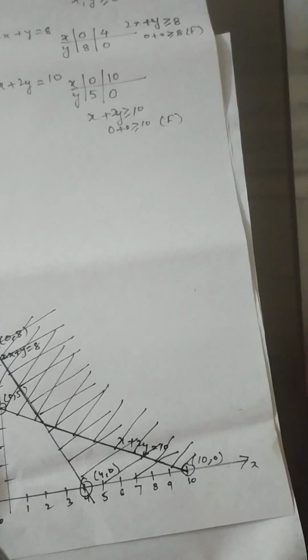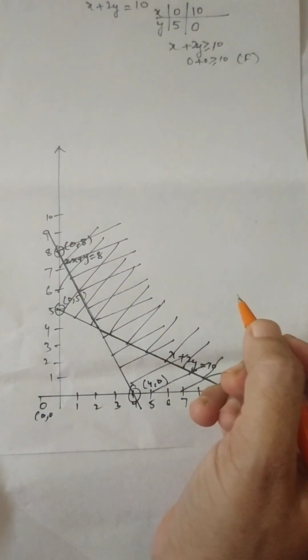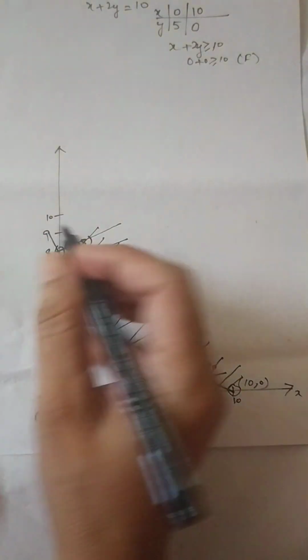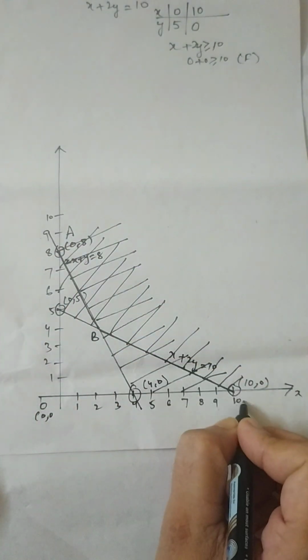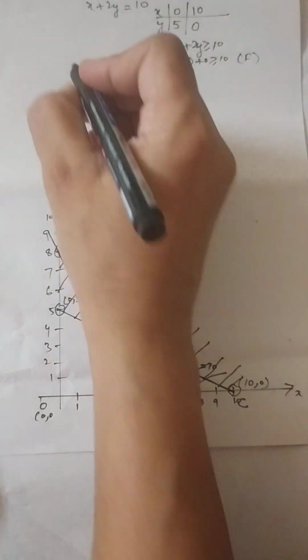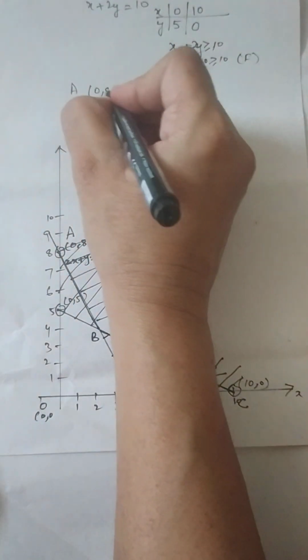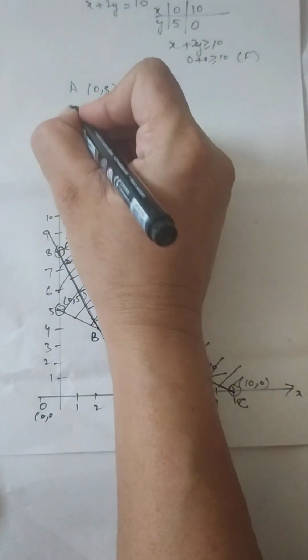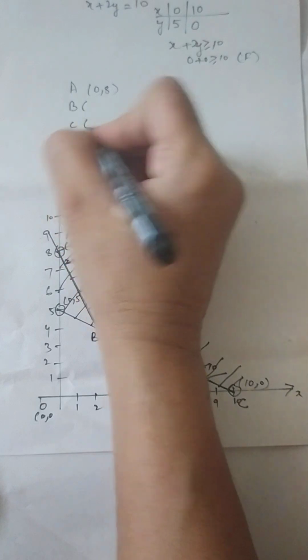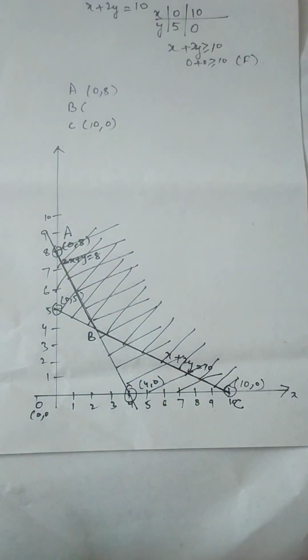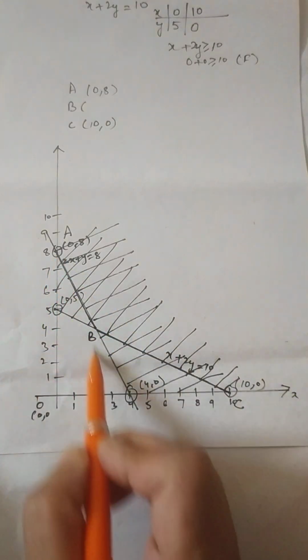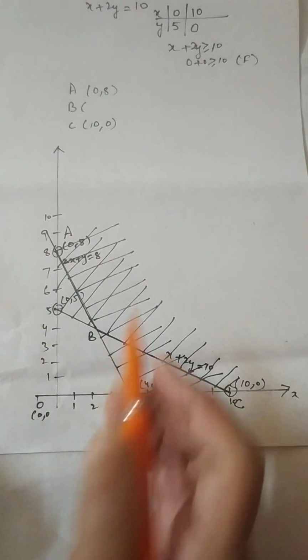Okay, now we have to find the corner points. Now here the corner points are this one, point A, suppose this is B and this is C. We know the coordinate of the point A is 0, 8. Coordinate of B we have to find out, and coordinate of C is 10, 0. So let us find the coordinate of the point B. Point B is nothing but the intersection of these line segments.